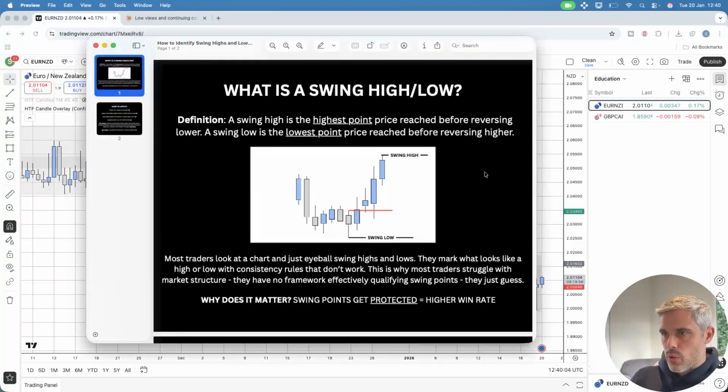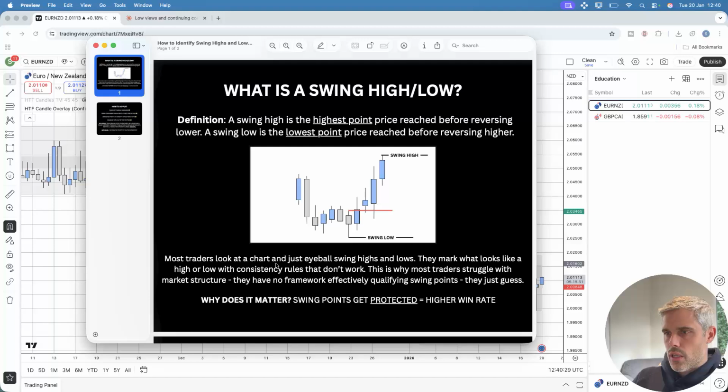So let's just dive into a quick bit of theory. So what is a swing high or a swing low? Essentially, it's the highest point price reached before reversing lower, and a swing low is the lowest point price reached before reversing higher. But the critical point here is that the swing low and swing high denote the highest and lowest point in any given price leg on the time frame that you're analyzing.